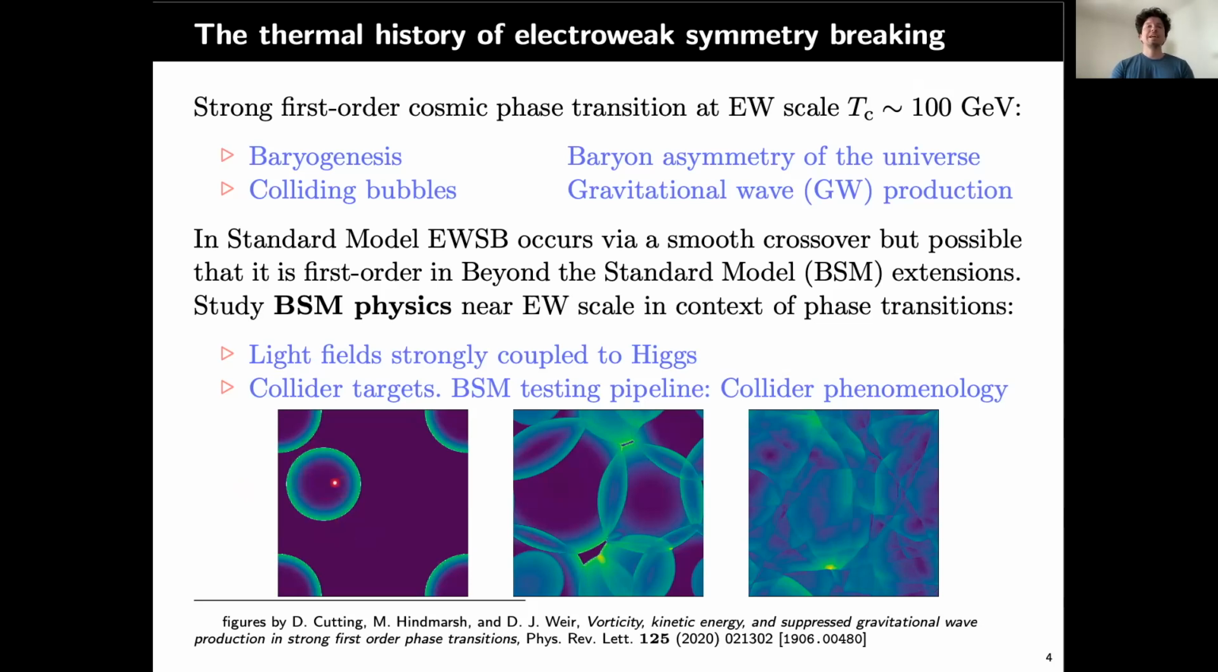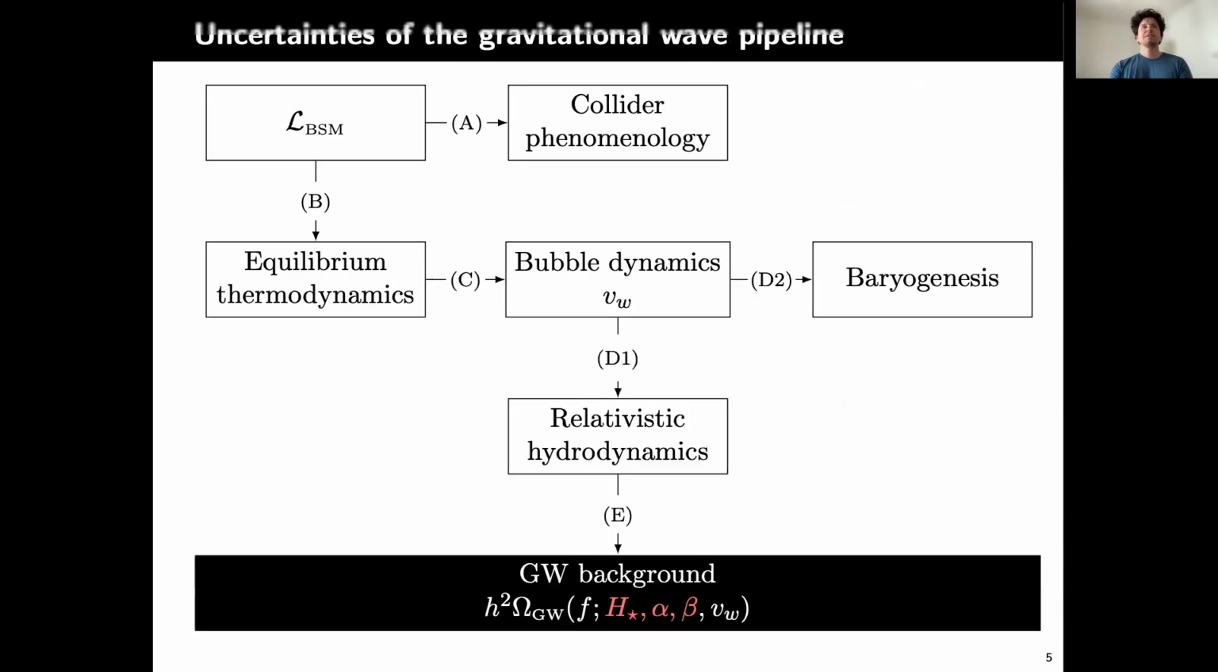It occurs via the nucleation and expansion of bubbles in the plasma, and the bubbles contain the neutral vacuum, and they expand, they collide, and they source gravitational waves, because such a collision is really such a violent event that eventually distorts space-time itself. Now, we've heard about a large number of beyond the standard model theories that can source a stochastic gravitational wave background.